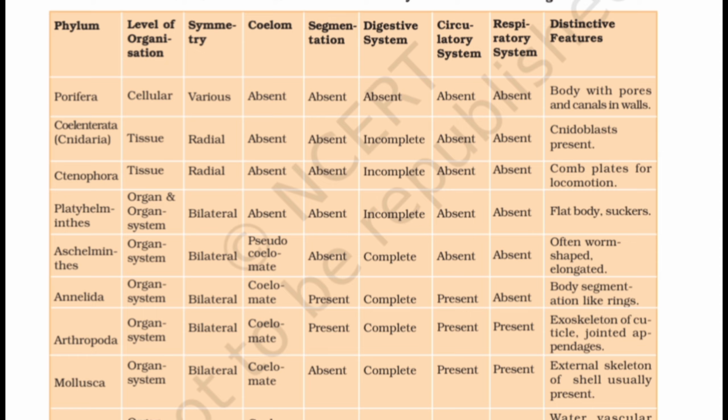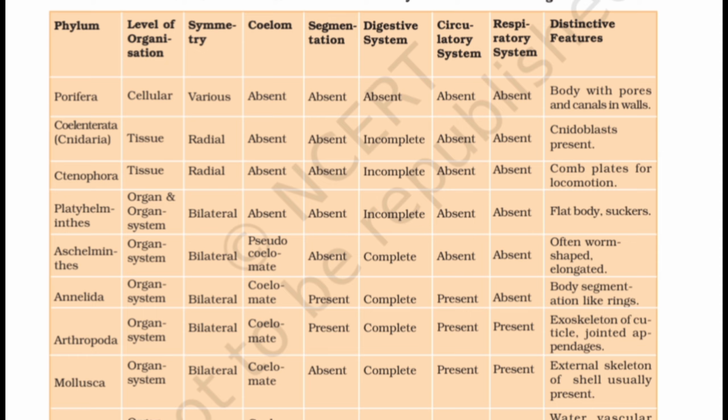Then comes Arthropoda, organ system level of body organization, bilateral symmetry, coelomate animals, segmentation present. They have a complete digestive system, presence of both circulatory and respiratory system, and they have a distinctive feature of exoskeleton of cuticle, jointed appendages.